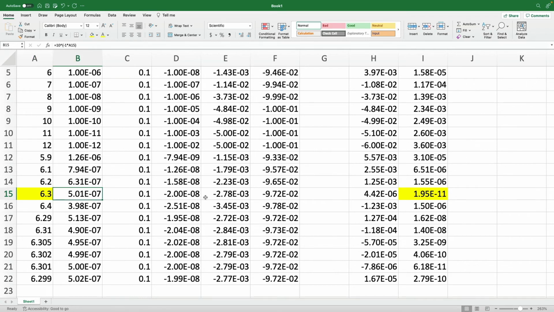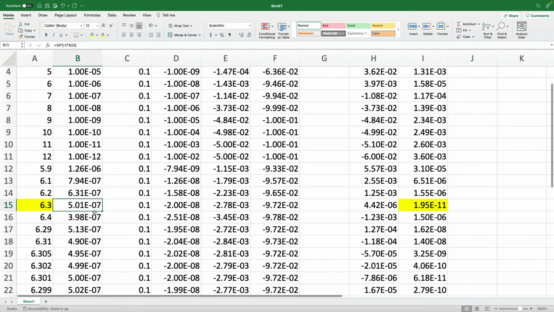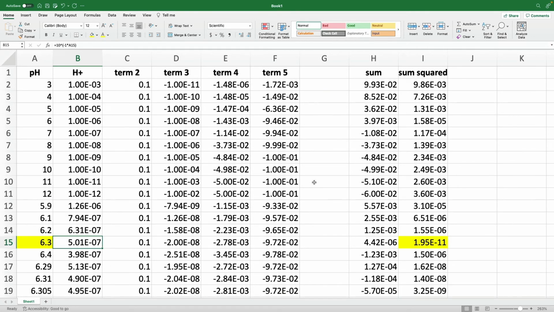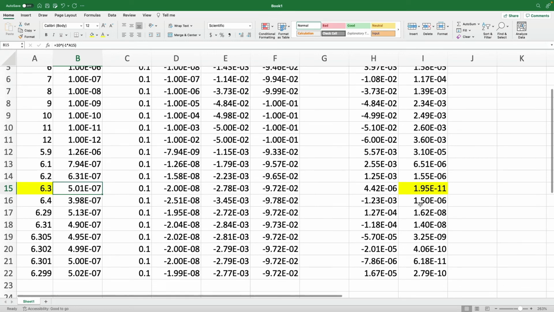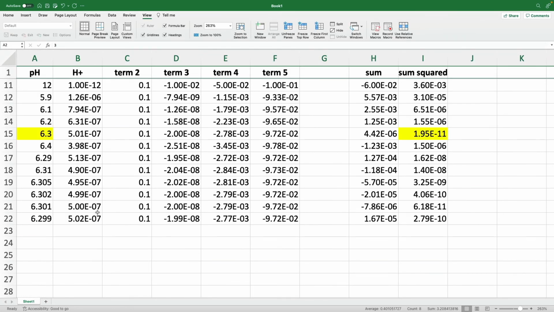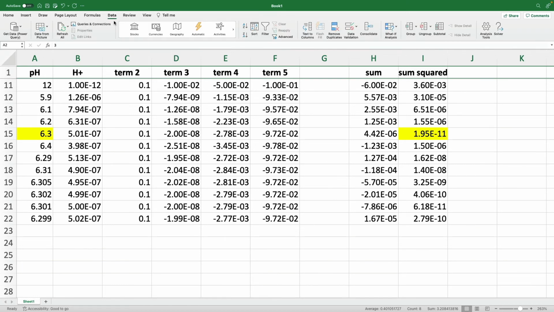So this will be our H+, and we can use that to calculate all the other concentrations. Obviously, that's a lot of work, and you might wonder, does Excel have a built-in feature that might help us with this? It actually does. The problem with that built-in feature is it doesn't always work. So we're going to try using the built-in feature, which is found in the Data tab.